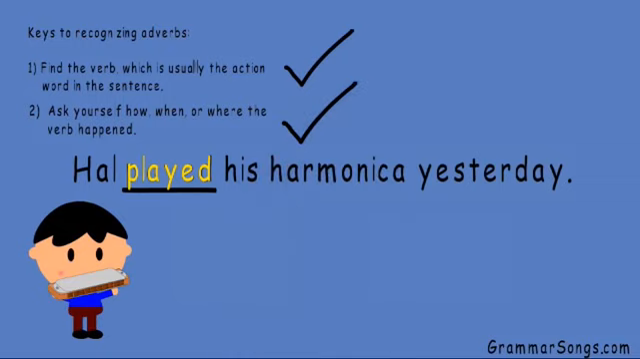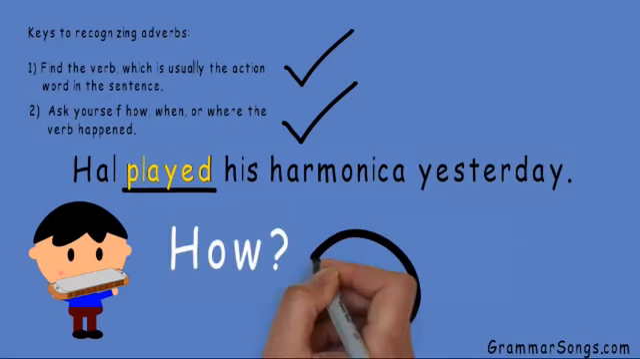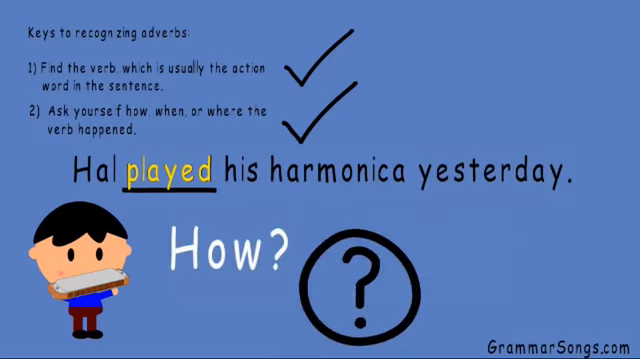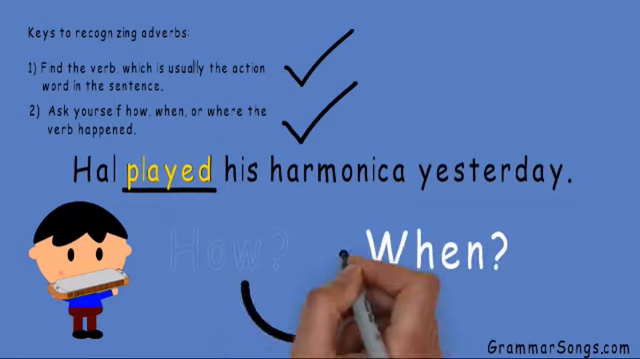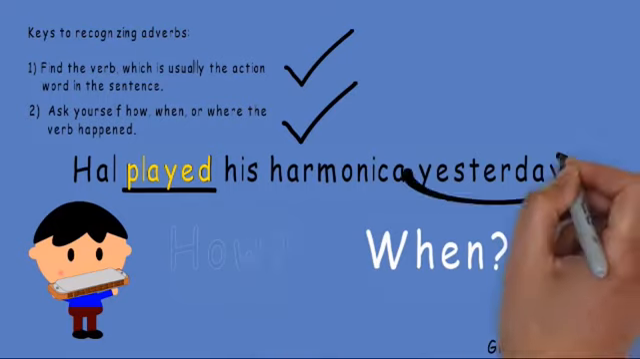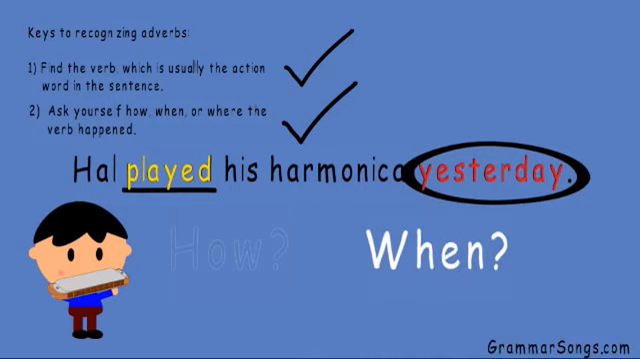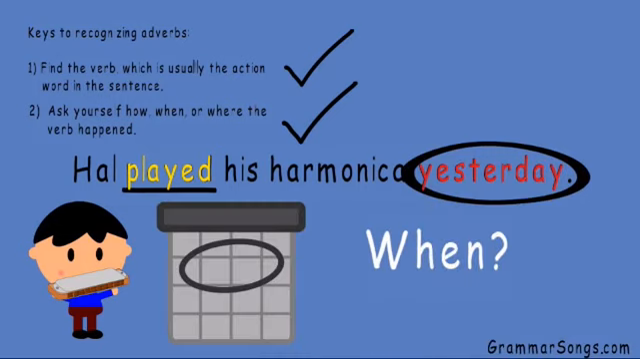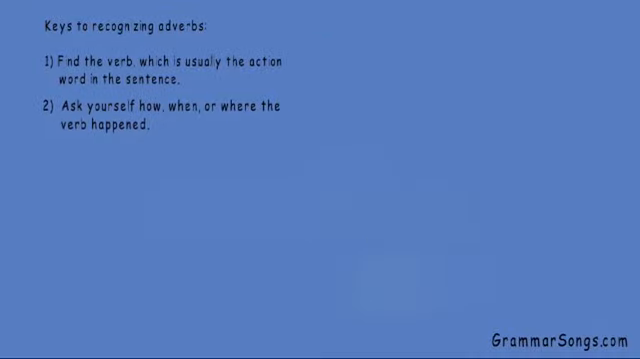Now I need to ask myself how, when, or where the verb happened. Do you see a word that tells how Hal played his harmonica? No. Do you see a word that tells when Hal played his harmonica? Yesterday. Hal played his harmonica yesterday. Yesterday is an adverb that tells when. Let's practice finding the adverb in the sentence one more time.